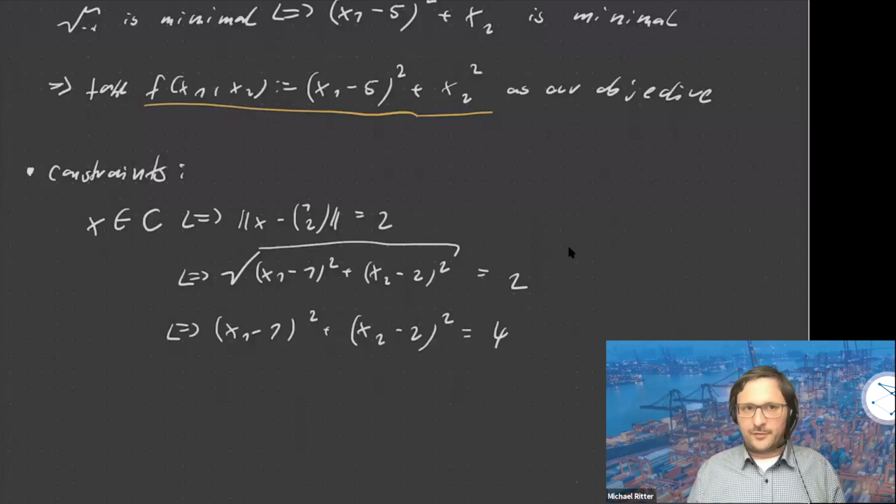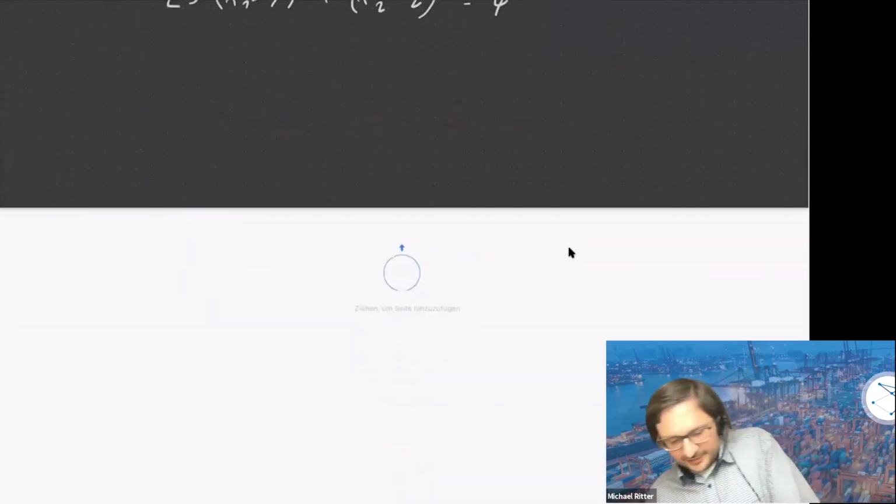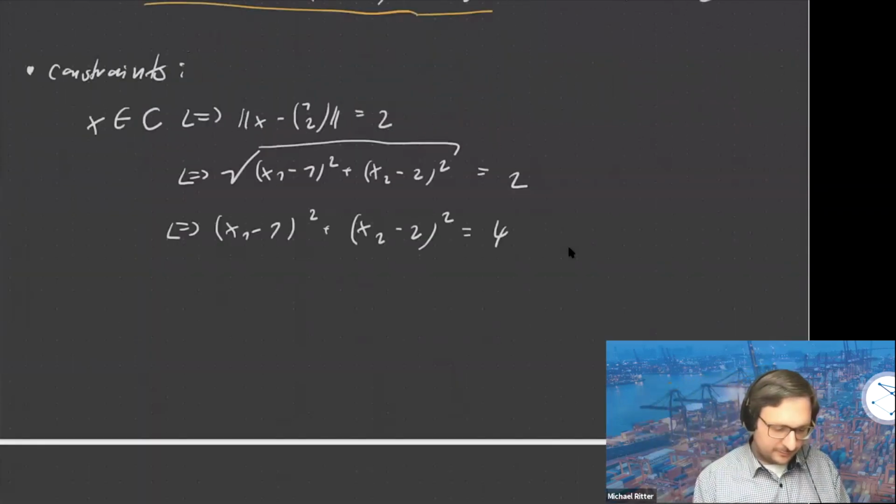Remember that we have to compute the gradient and the Jacobian matrix of these two functions here. Differentiating this expression is usually a lot easier than differentiating a square root expression. So this gives us our minimization problem.